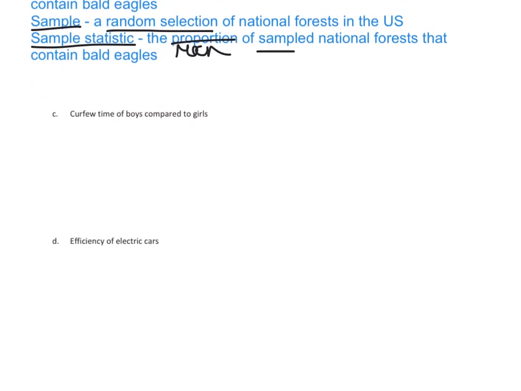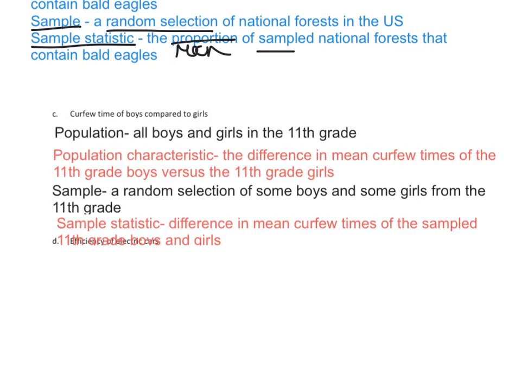Curfew time of boys compared to girls. Again, come up with a population characteristic, sample, and sample statistic. So here's what I came up with for mine. I said my population is all the boys and girls in the 11th grade. And then my population characteristic is the difference in mean curfew times of the 11th grade boys versus the 11th grade girls. So again, I'm just comparing the means. My sample, notice again I'm using the words random selection, a random selection of some boys and some girls from the 11th grade. And my sample statistic is the difference in mean curfew times of the sampled 11th grade boys and girls.